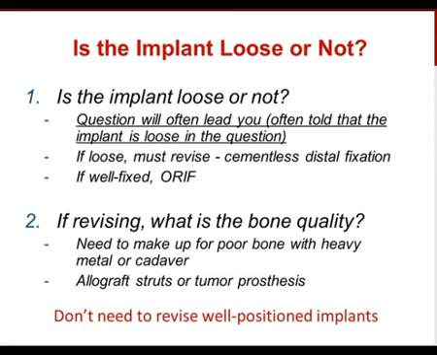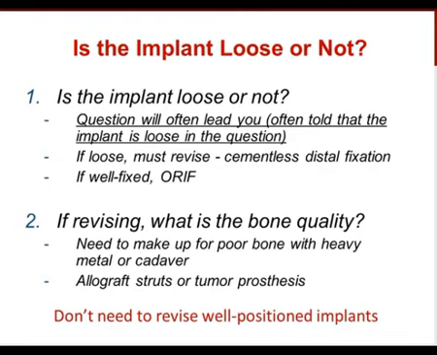And then if you're revising the femur, you need to decide what the bone quality is like. If you have adequate diaphysis to obtain cementless fixation, then that should be your answer. If the diaphysis is inadequate for diaphyseal engagement, then that's where you need to use either heavy metal, a tumor prosthesis, or an allograft prosthetic composite.